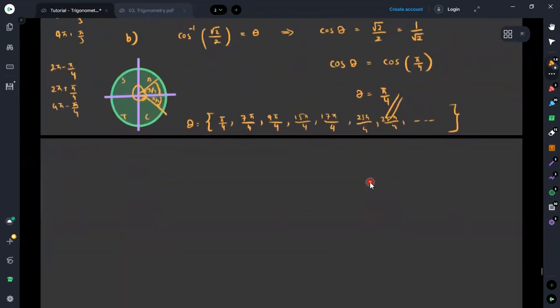Then the next part, part C, says that we are asked to find the value of cosine inverse of minus root 2 over 2. Here we can say this is equal to theta, since we need to evaluate this. Then using the inverse of this function, we are evaluating the value for theta. Then we can say the value of cosine theta is equal to minus root 2 over 2. This itself equals minus 1 over root 2.